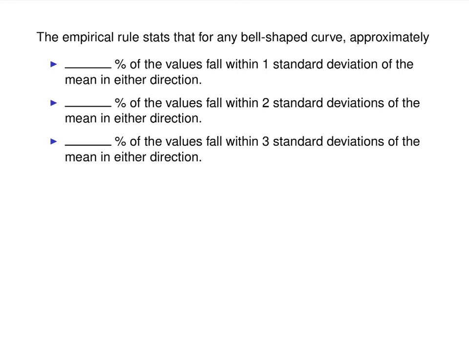Now, given a bell-shaped curve, you have something called the empirical rule. It states that for any bell-shaped curve, about 68% of the values fall within one standard deviation of the mean in either direction. 95% of the values fall within 2 standard deviations, and almost all, specifically 99.7%, fall within 3 standard deviations of the mean. So here is that in a picture. Suppose you have your bell-shaped curve.